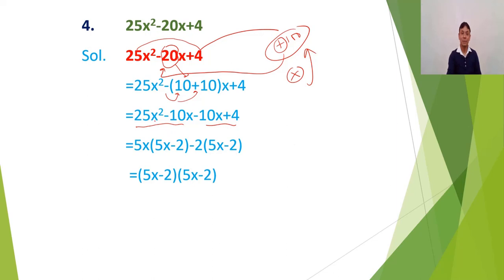Okay, in powers, the lowest power is taken common, and in numbers, the highest dividing number is taken common.